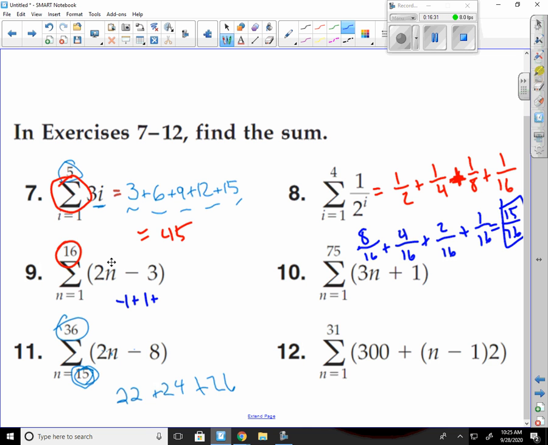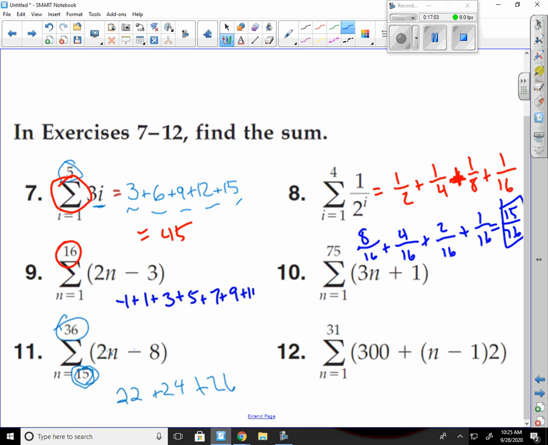Move up to 3. 2 times 3 is 6 minus 3 is 3. 2 times 4 is 8 minus 3 is 5. You notice I'm going up by 2 here, so I'm just going to keep it going. If I went to my 5th term, 2 times 5, that's 10 minus 3, 7. So now I know I'm going up by 2. So I'm just going to keep going.